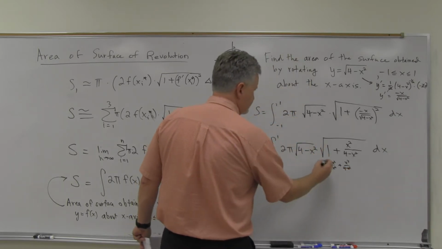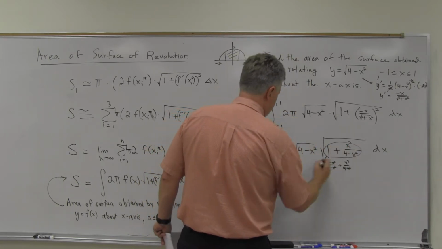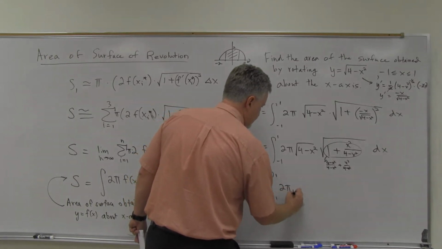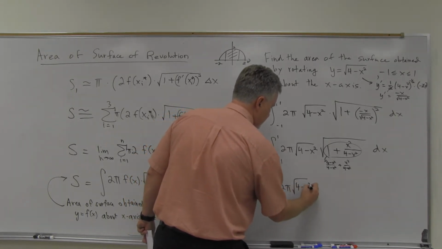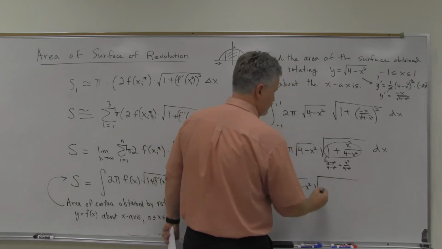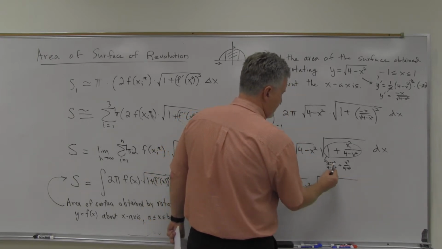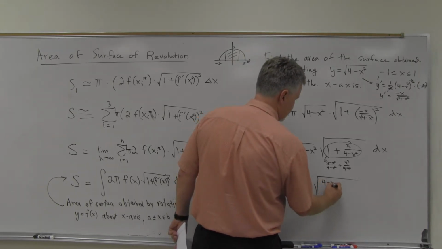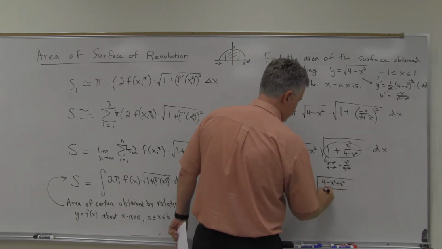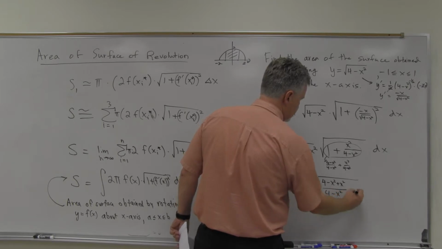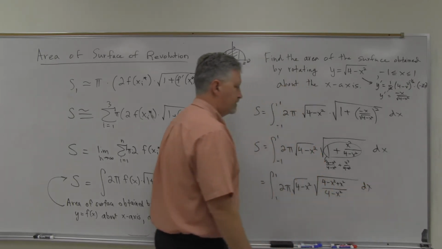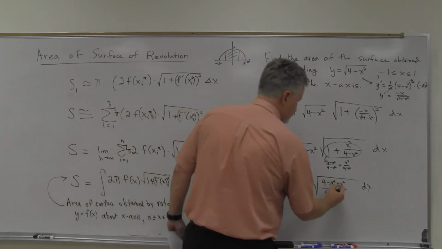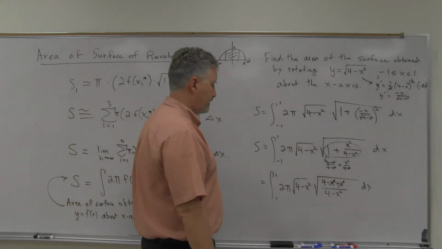So this, without having to rewrite it all, would be 2 pi times the square root of 4 minus x squared. So what does that make this then? Well, it'd be 4 minus x squared plus x squared over 4 minus x squared. That works out pretty good, doesn't it? This is going to be 4 over 4 minus x squared.